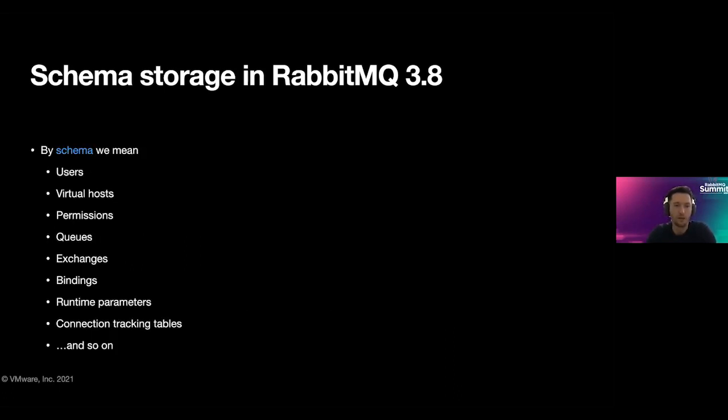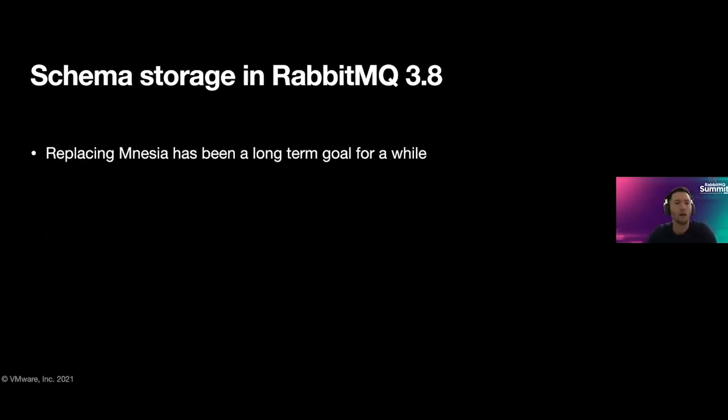So what do I mean by schema, by the way? Everything that's not messages, basically: your queues, exchanges, bindings, your runtime parameters, users, permissions, and so on. Replacing Mnesia has been a long-term goal for our team. And so next I'm going to cover where we started a few years ago and why we are now reconsidering that design.